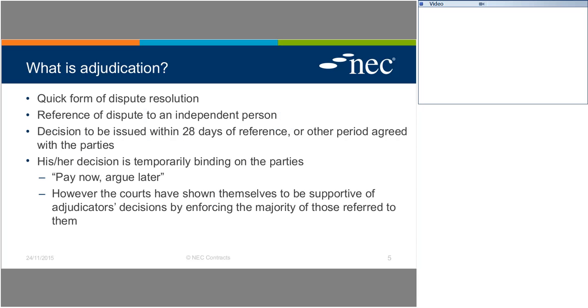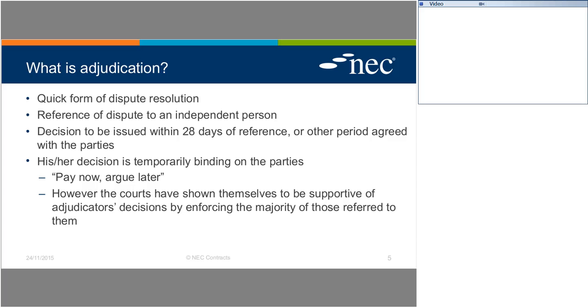Well, thanks, Barry, and good afternoon, everybody. Well, adjudication is a quick form of dispute resolution. Some people might say it's a quicker form of dispute resolution. It has been a feature of NEC contracts since their first publication in the early 1990s. It was not invented by NEC, and it has been used in a variety of other contractual situations as well. The process is referring a dispute between two or more parties to a contract to an independent person, for that person to then make a legally binding decision on the dispute in question.